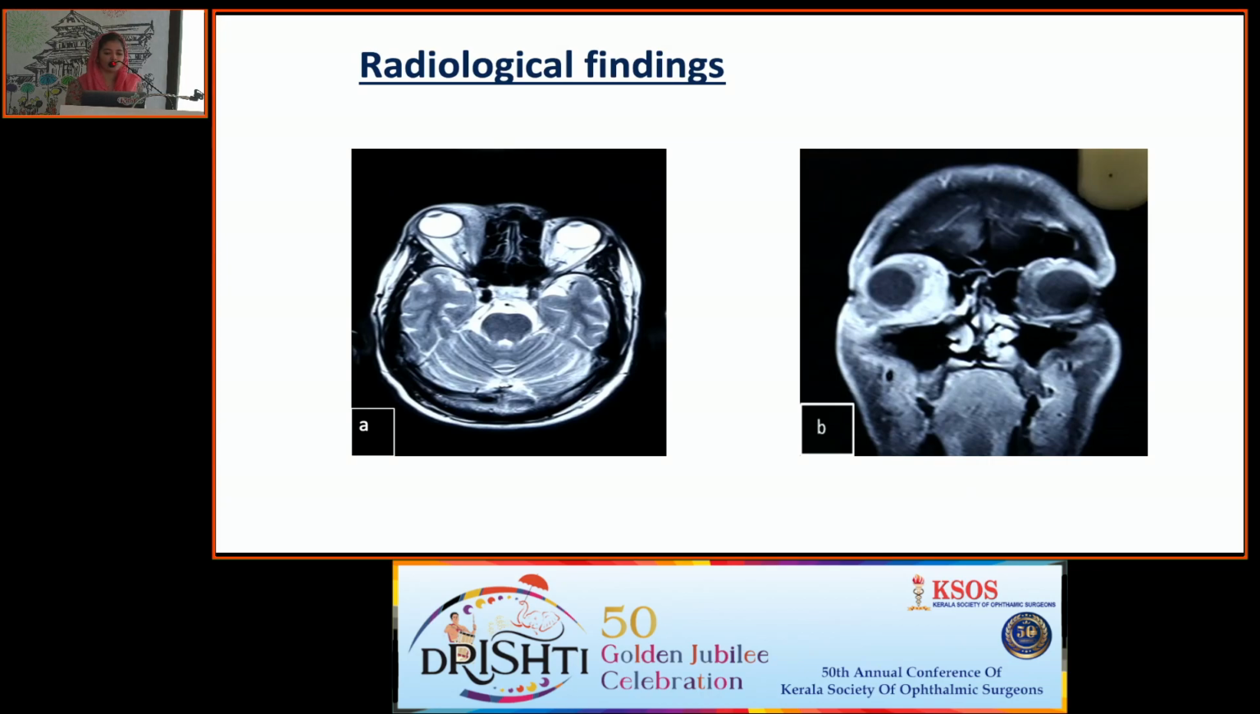Figure A is a T2 weighted MRI showing a solid mass in the inferomedial quadrant of the right orbit with involvement of the extraocular muscles and lacrimal sac. And figure B is a T1 weighted MRI showing a solid enhancing lesion in the inferomedial part of the right orbit with involvement of the inferior rectus and the medial rectus.